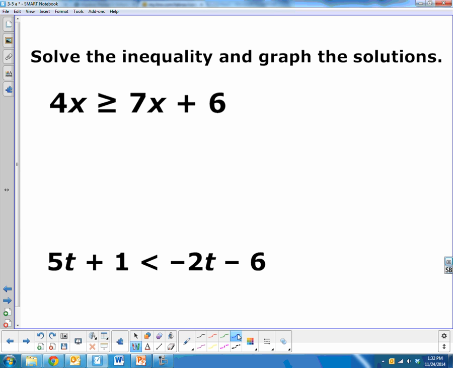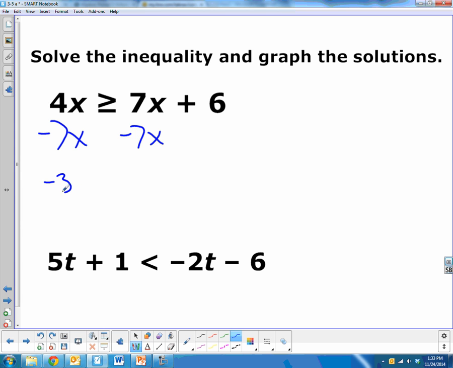I could minus 7x from both sides like this. Or I could minus 4x from both sides like this. It doesn't really matter. However, I think you're going to run into problems if you do it this way, just because 4x minus 4x is 0. And that just adds to some confusion. It's not wrong, and you can certainly do it that way. But I'm going to minus 7x from both sides.